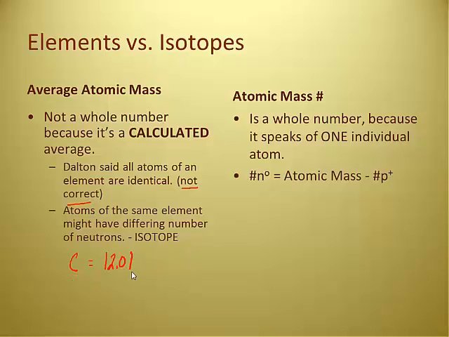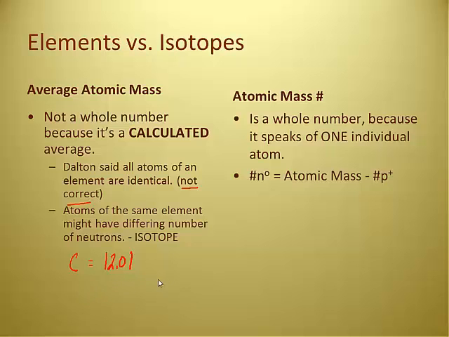And so when you look at the periodic table, you see carbon has 12.01. What are my chances of finding an atom of carbon that has exactly a mass of 12.01? Zero. It's a mathematical computation. Okay, so it's just an average.